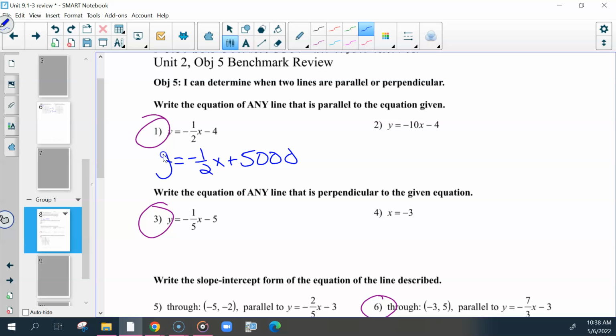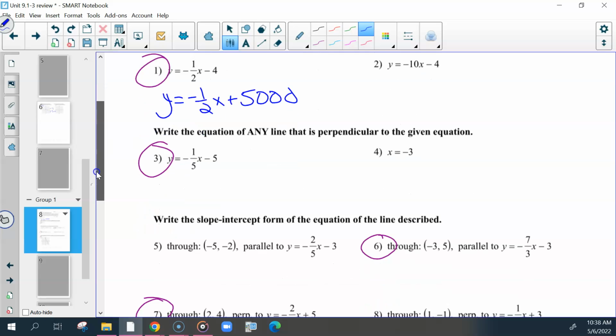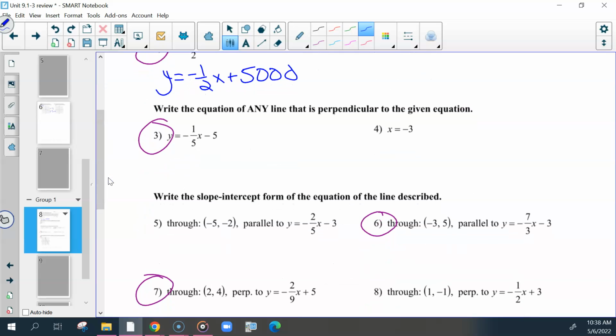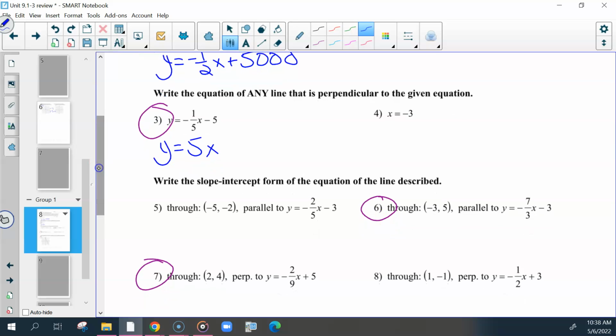For number 3, same thing, but now it's perpendicular. What would my slope be? +5, because you're taking this, flipping it, and making it positive. So y equals 5x. You can choose any y-intercept you want, including this one. If you put -5, that would be fine. Leave it as 0, that's fine. Any y-intercept. It's over 9,000! Yay!